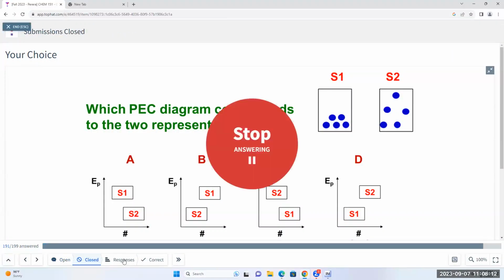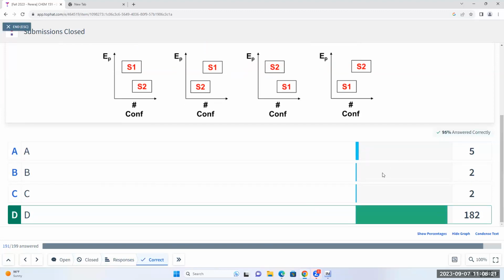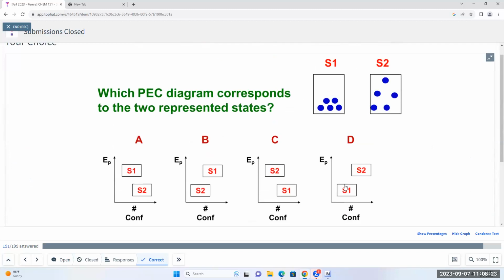All right. And then here are our responses. Oh, look at that. That's beautiful. Look at that. Okay. More than 90% answers for sure. Okay. 95% select the correct answer. Very good. Okay.